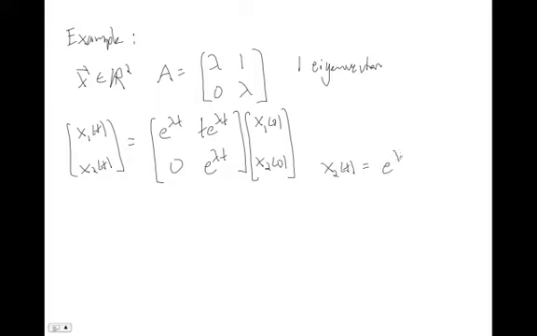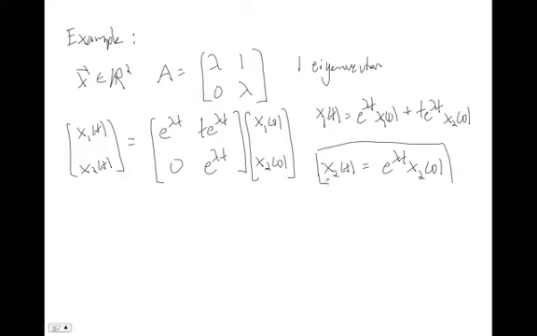And when I look at this, my equation for x2 of t looks just like the equation for x2 of t did last time. Nothing different. And you see it doesn't have an x1 in there at all. It's completely decoupled from x1. But if I look at how x1 of t looks, I have e to the lambda t, x1 of 0. That looks like the one from the last example, but now I have this new term, t e to the lambda t times x2 of 0.